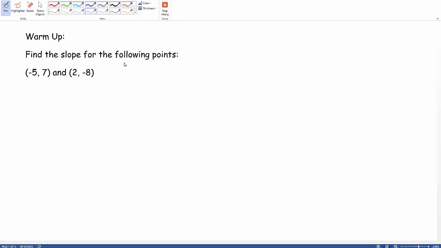Here we are at our warm-up from our 2.4 number 1 set of notes. We're asked to find the slope for the following points. And here we are given our 2 different points.